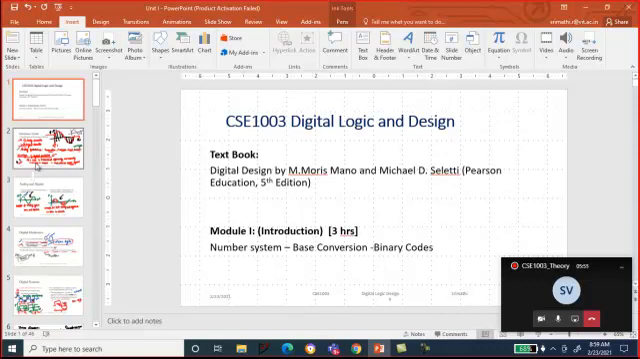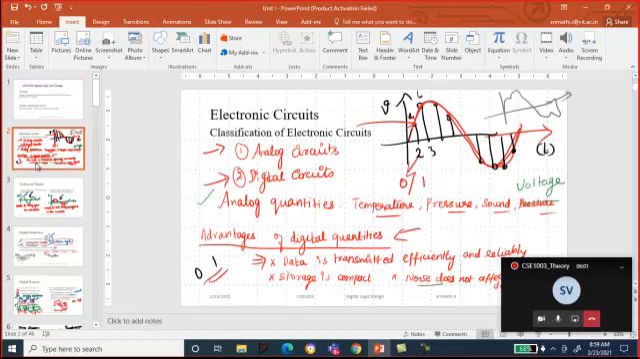You have just seen the binary systems before number system. Before going into number system, there are two types of electronic circuit. Why are we going in for digital circuits? As there are two basic electronic circuits: analog circuits and digital circuits.